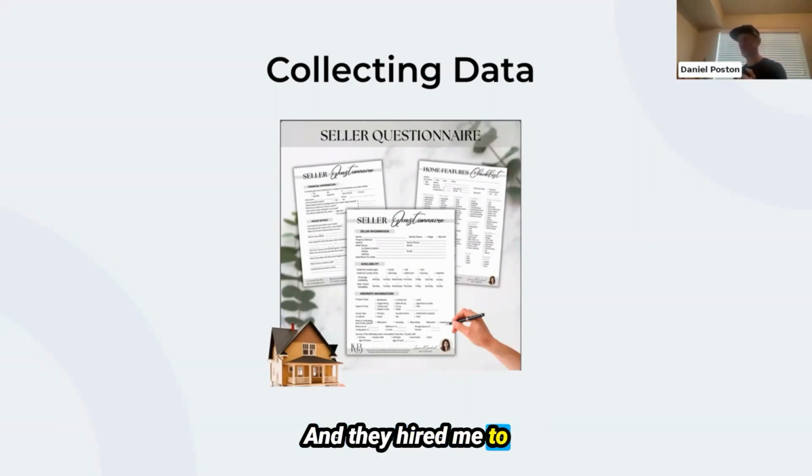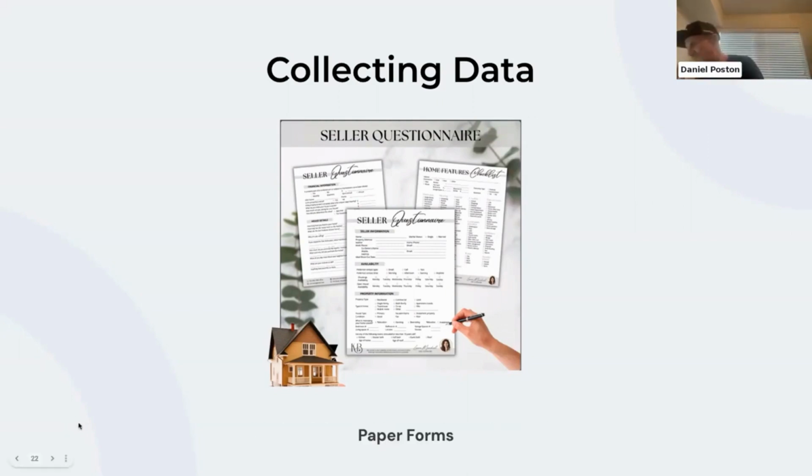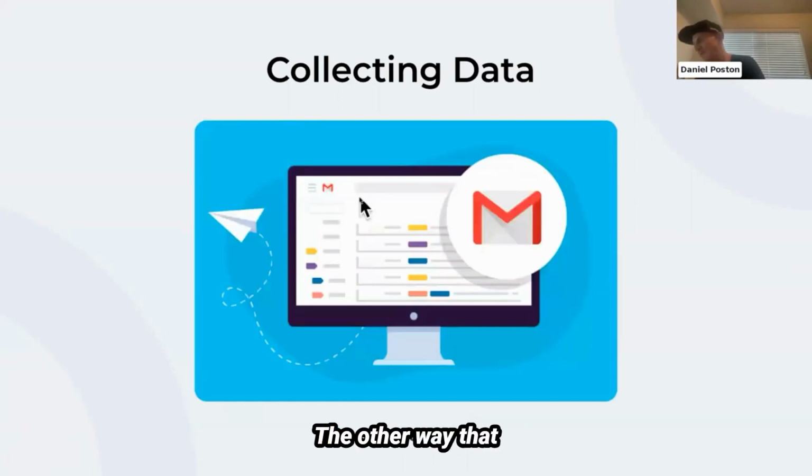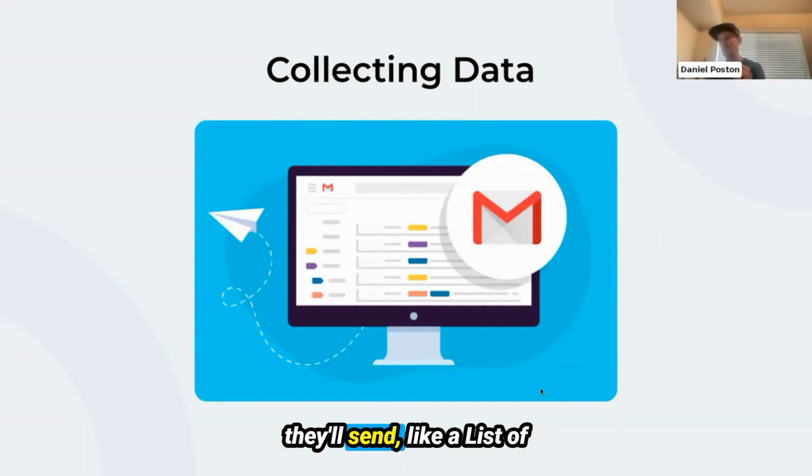And they hired me to implement CTE on top of that. And really, it was a nightmare. So we built something much better. The other way that teams are collecting data from agents is email. So if somebody gets a listing, they'll send a list of data points to the transaction coordinator, and then it's a back and forth email chain to get the info.